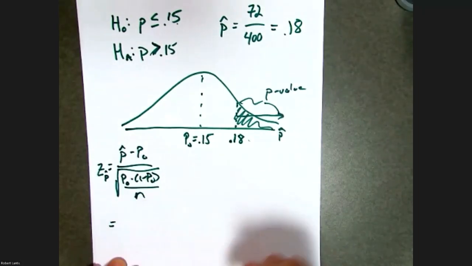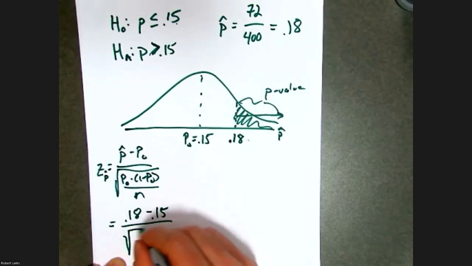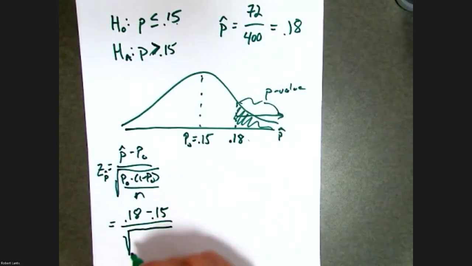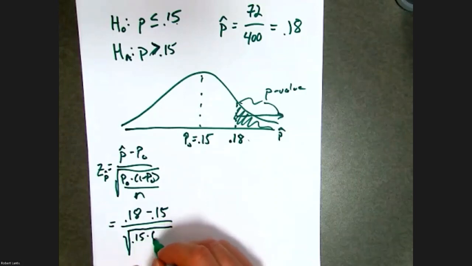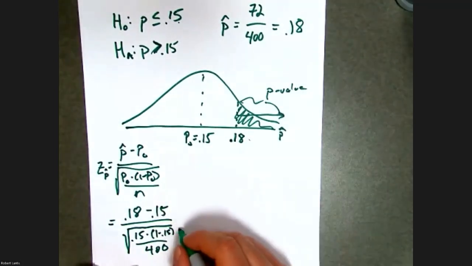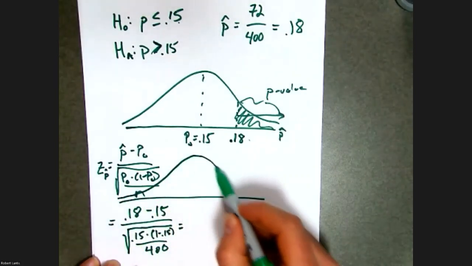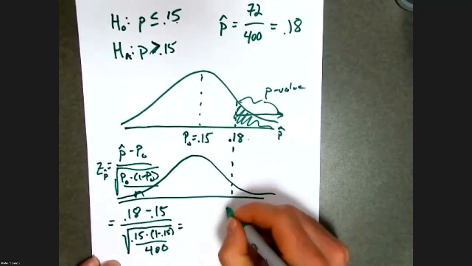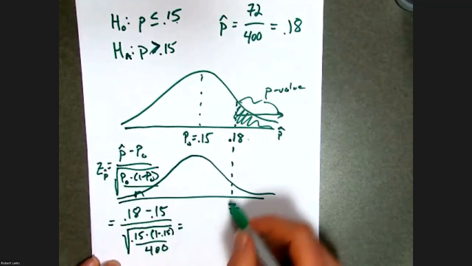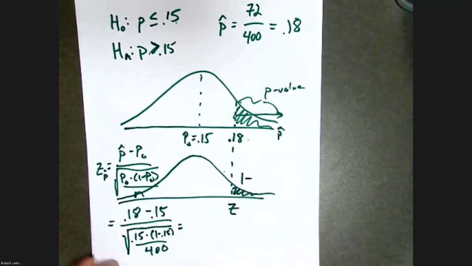Can do that down here. So just 0.18 minus 0.15 divided by the square root of what was my assumed true proportion, 0.15. Pretty big sample size here. And whatever this Z value is, I then look that up on the table. Table gives me the area to the left. I wanted the area to the right for a right-tailed test, so I then subtract that from one, okay?